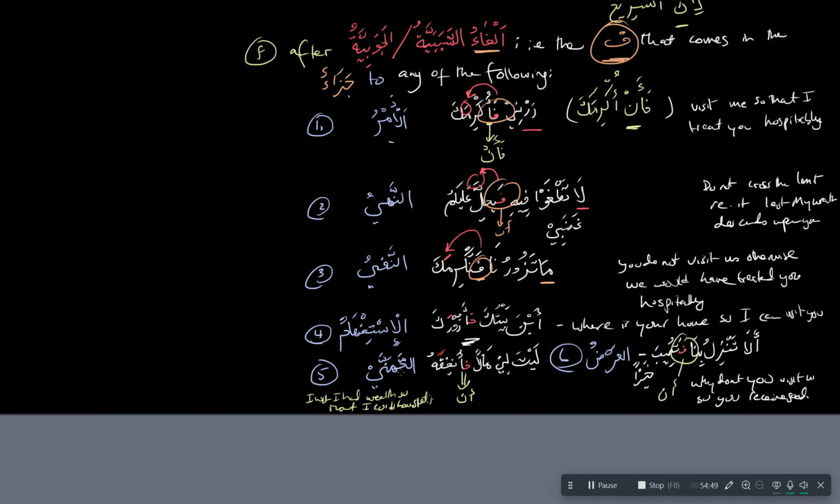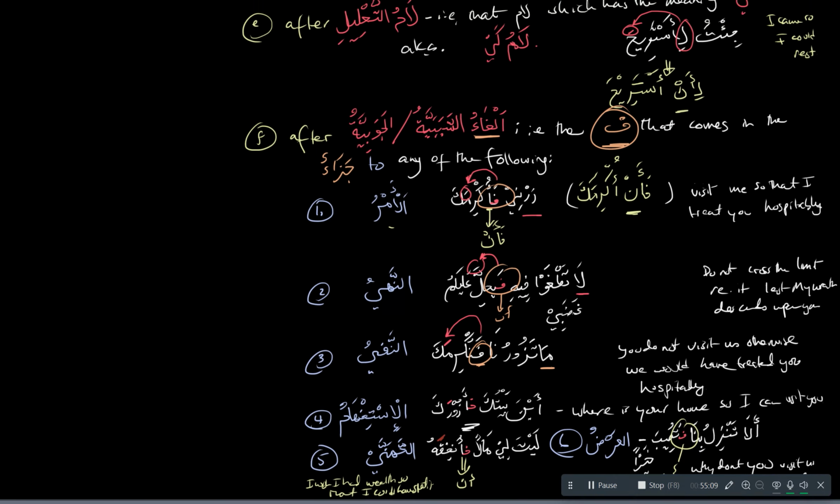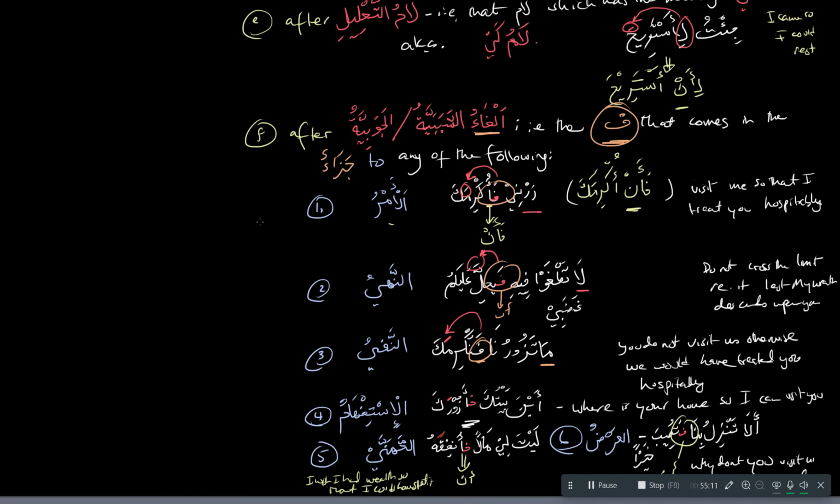And after tamanni, "layta li malin fa," so that fa there's a hidden an, so that "fa infaqa." Or after al-ard, "ala tanzilu bina fa tusiba khayran." Okay, so those are 6 circumstances.